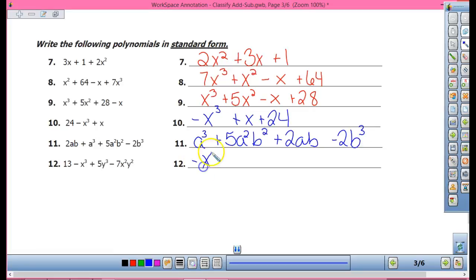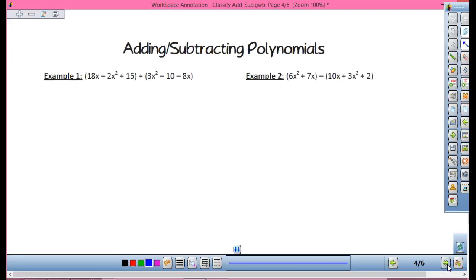Okay, so in 12, what are we starting with? Negative x cubed. 7x squared y squared. Then what? Plus 5y cubed, and at the very end is where we stick our constants. Anytime we have just a number by itself, that's what we call a constant. All right, so now we need to add and subtract these guys.